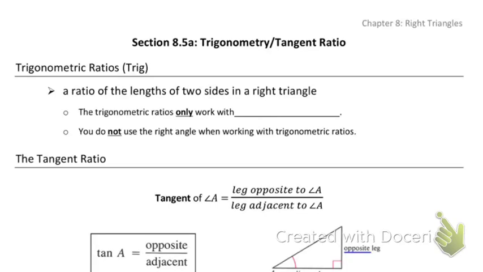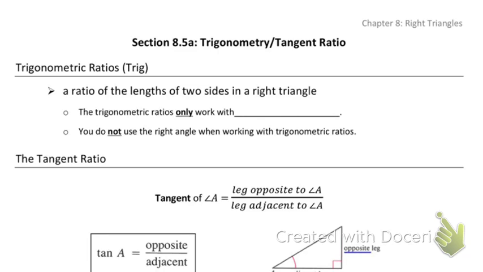We're going to start off by talking about the tangent ratio, which won't make sense at first. We're just going to learn a pattern, and then we'll see how to use it to solve for missing sides and then missing angles of a triangle. So, tangent ratio. It's a trigonometric ratio, which we just call trig for short, so you don't have to say trigonometric every single time. It is a ratio of lengths of two sides of a right triangle.